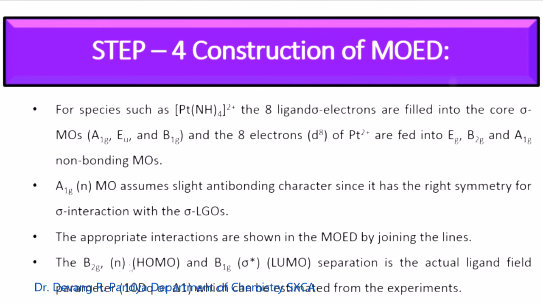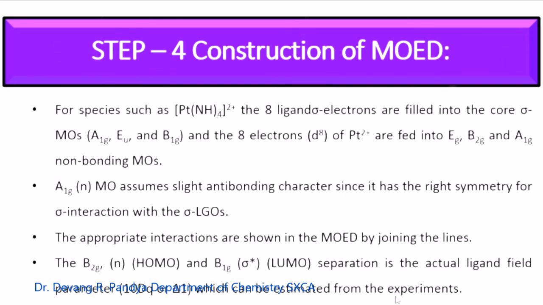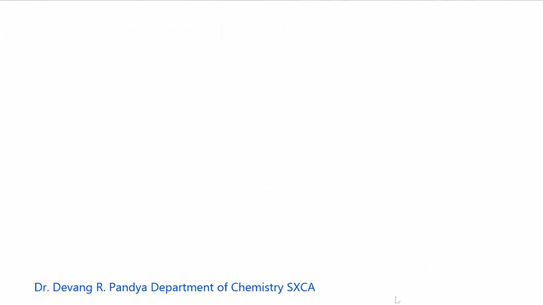The B2g, that is HOMO, highest occupied molecular orbital, that is non-bonding as well, and B1g, that is sigma star, which is the lowest unoccupied molecular orbital. Because the splitting energy is high, fewer electrons will occupy this, it is LUMO. So the HOMO-LUMO concept is there. The separation is the actual ligand field parameter, that is delta 1, which can be estimated from the experimental results of the complexes.